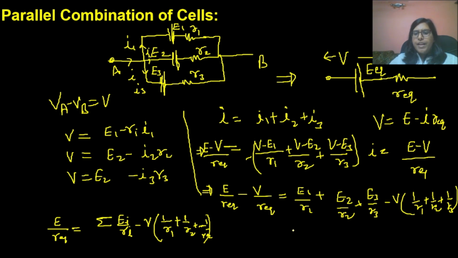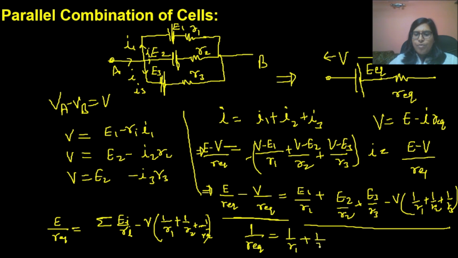From here we can see R equivalent. If we compare these two equations, V is common here and V is also here, so we can write 1 upon R equivalent equals 1 upon R1 plus 1 upon R2 plus 1 upon R3 and so on. So 1 upon R equivalent can be calculated easily.